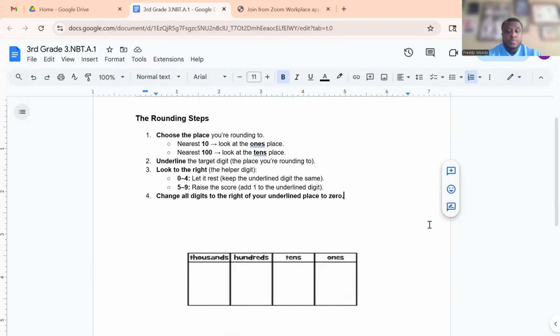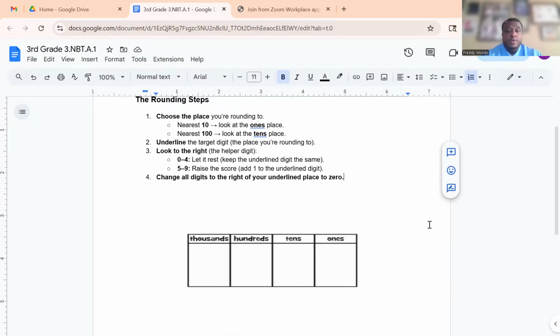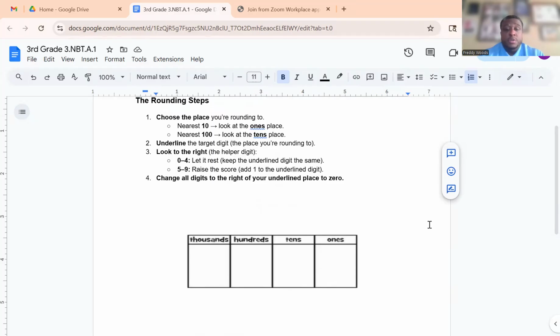All right, so I'm going to use my rules of rounding to help me. So step one, choose the place you're rounding to. We're going to round to the nearest 10 or to the nearest 100. Step two, we're going to underline the target digit, the place you're rounding to. Step three, we're going to look to the right. That's going to be our helper digit. That's the number directly to the right of the place that we underline.